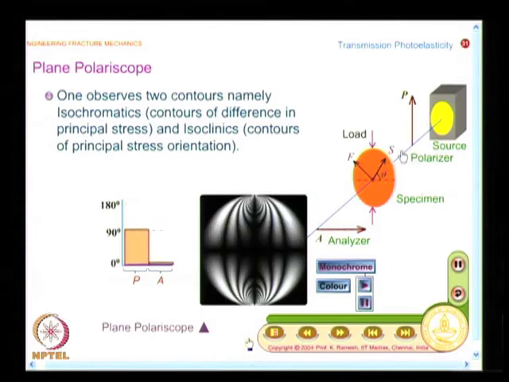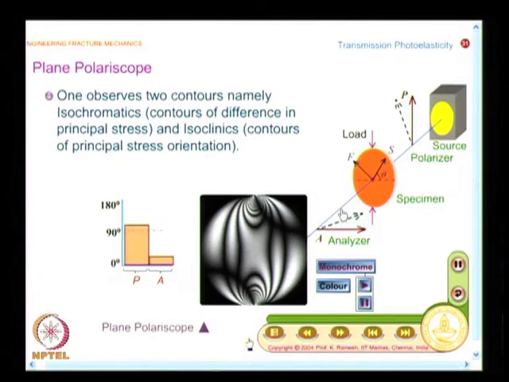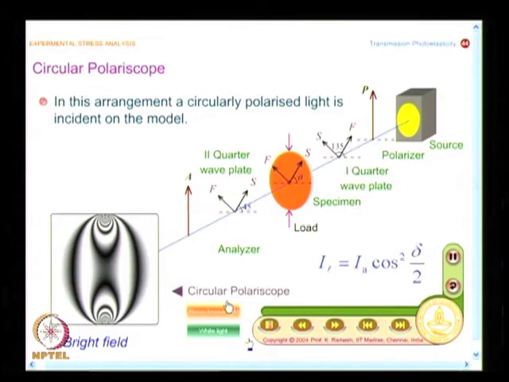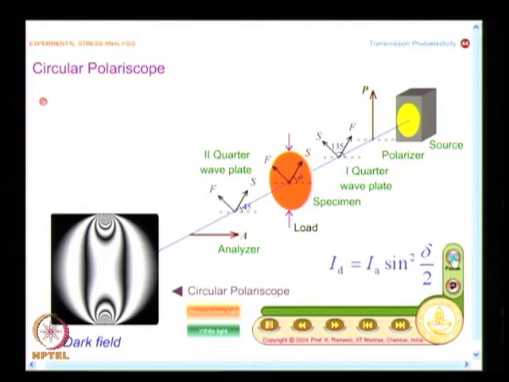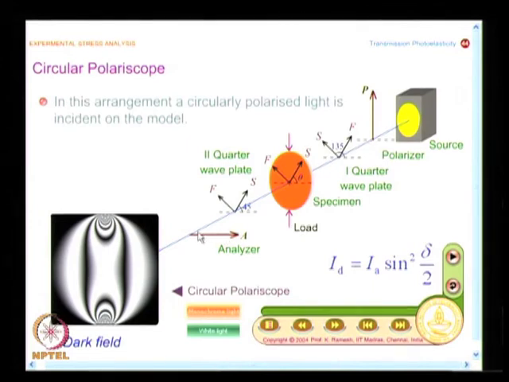In a circular polariscope, I am going to have two additional elements, and the advantage of those two additional elements is that they serve the purpose of removing the isoclinics. So, I have a light source, a polarizer, a quarter wave plate, the model, then the second quarter wave plate, then the analyzer. Suppose I keep the analyzer horizontal, the quarter wave plates are crossed, you also have the polarizer analyzer crossed, and I see a dark field.